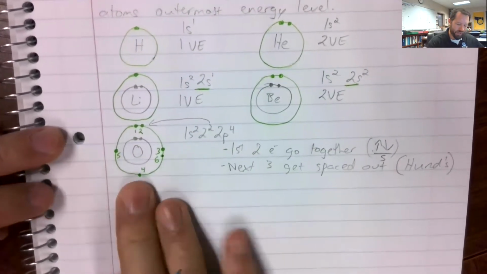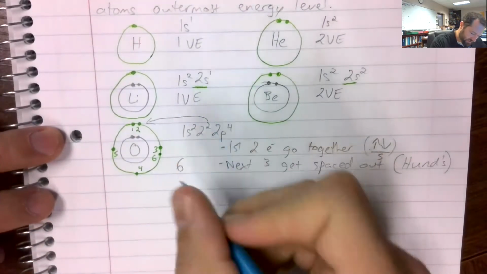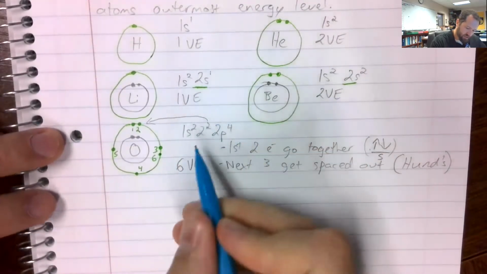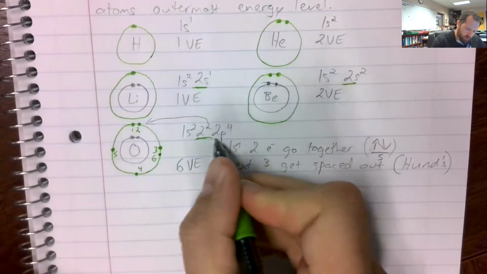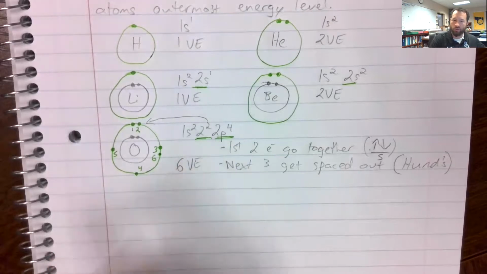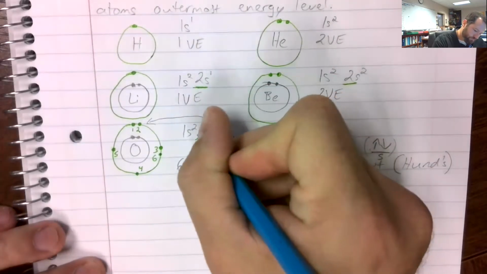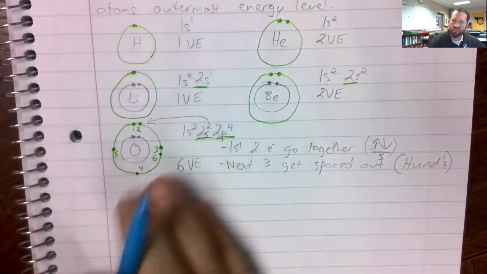All right, so there's oxygen and its valence electrons, and it has a total of 6 valence electrons. And again, you can see that 2 there, 4 more there. They're both on the second energy level. 2 in the S, 4 more in the P, but they're all on the second energy level.